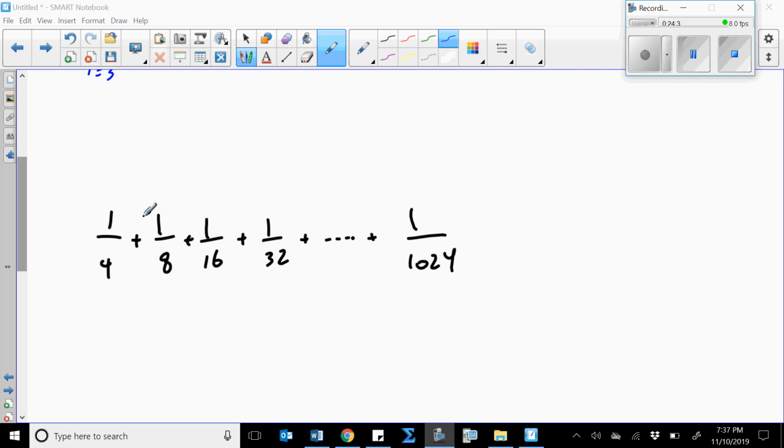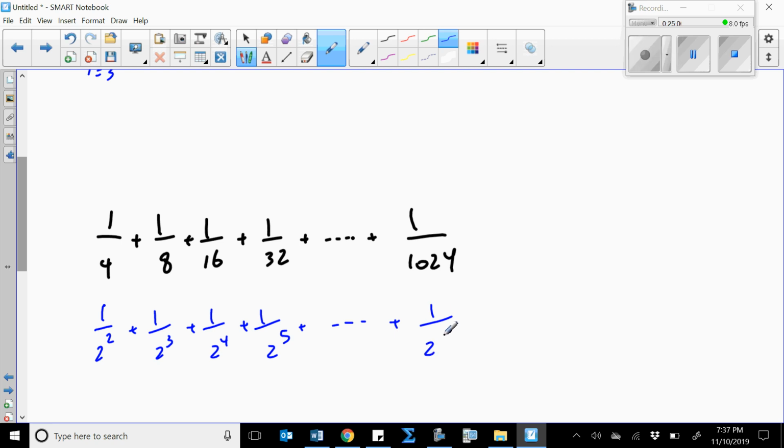For this series that you see here, I have 1 over 4, 1 over 8, 1 over 16, 32, and so on. So if I look closer at these terms, I notice that each denominator is actually a power of 2. So I can write it as 1 over 2 to the power of 2, 1 over 2 to the 3, 1 over 2 to the 4, 1 over 2 to the 5. And the last term is 2 to the 10. So I see that there is a constant term here as 1 over 2 and something which is changing each time. And each time 1 is added.